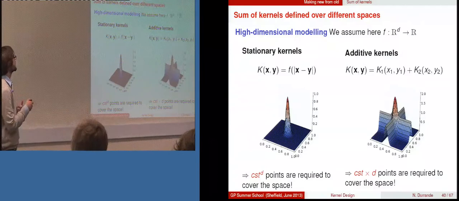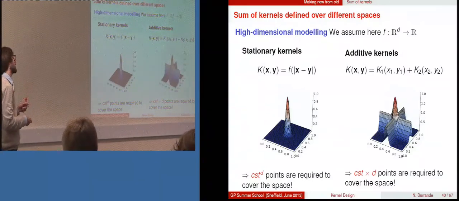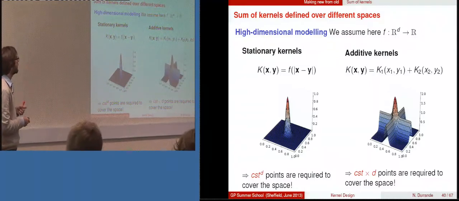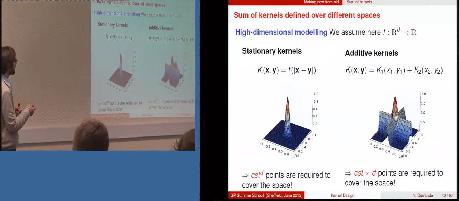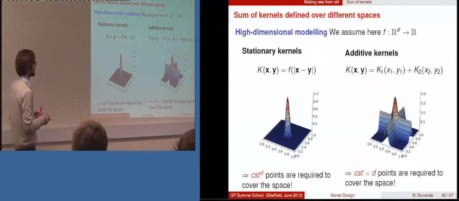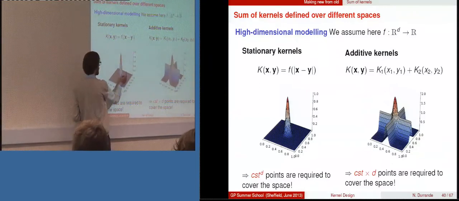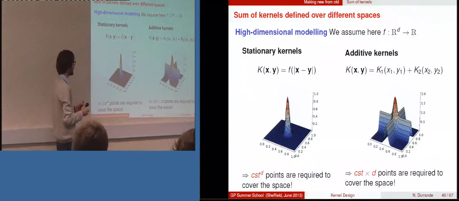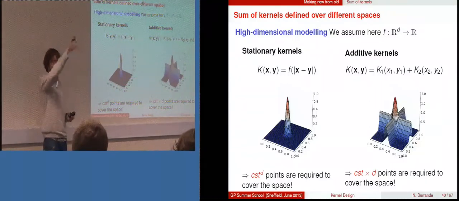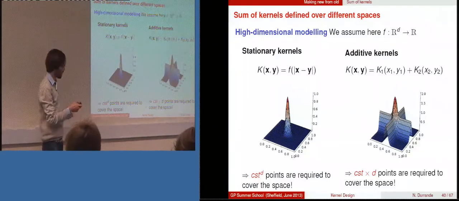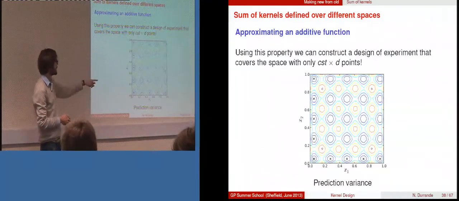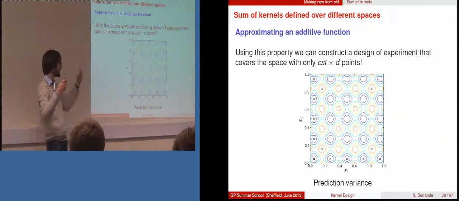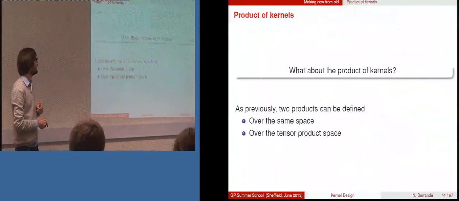So, yeah, the sum of kernels. I was talking about making models in high dimension. Here I will compare, and we will see why they scale much better. If you take a stationary kernel, it only depends on the distance between x and y, so it will only have a very local influence. You can imagine that if the dimension is growing and you always have a very local influence, you will need more and more training points to cover the space. Whereas with this kind of design, the number of points just has to increase linearly with the dimension.